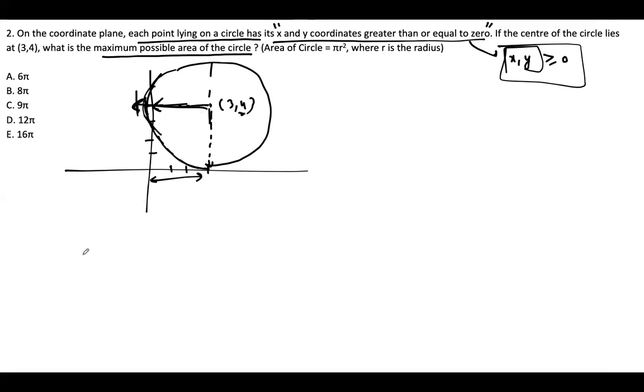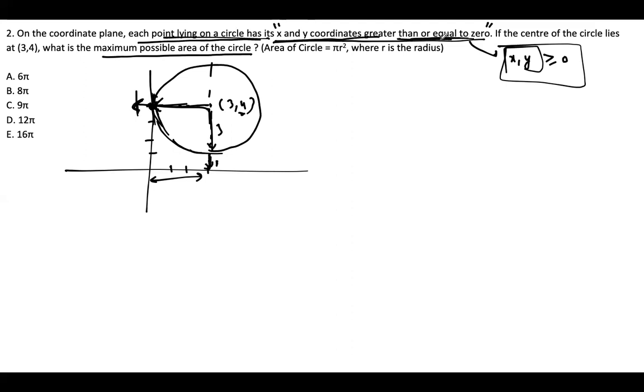So can the maximum radius be 4? No. So what is the only possibility for the maximum radius? 3. It will be 3, so the graph will look like this. So 3 units and this is 1 unit. Is this possible? Yes. Each point lying on the circle has its x and y coordinates greater than or equal to 0. So this suffices, correct?